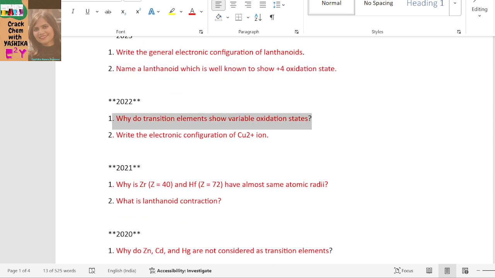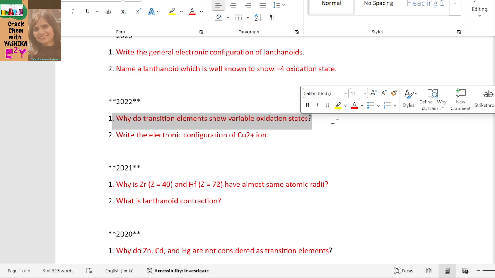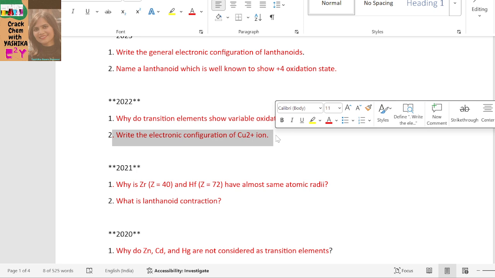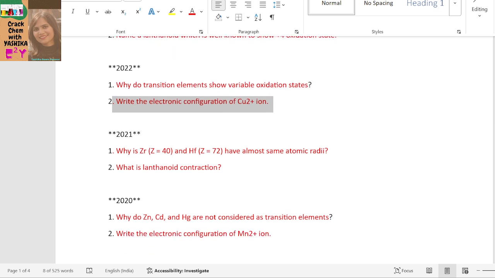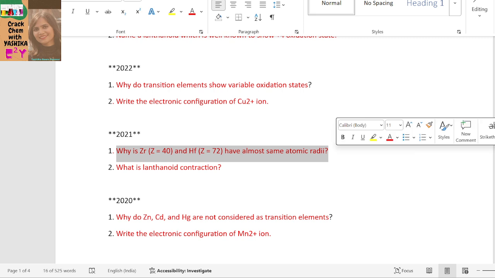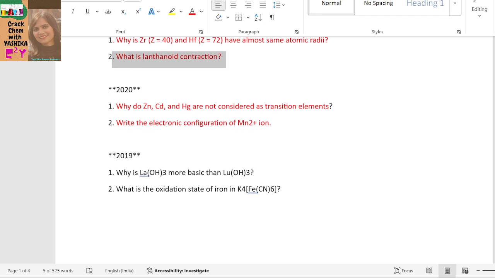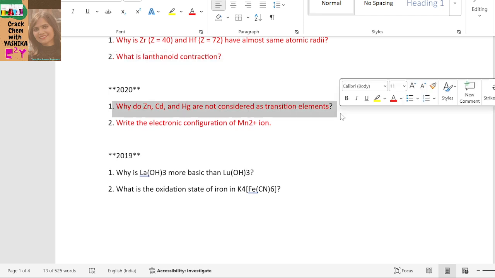Why do transition elements show variable oxidation state? Write down the electronic configuration of copper 2 positive ion. Why do zirconium and hafnium have almost the same atomic radii? What is lanthanoid contraction? Why are zinc, cadmium, mercury not considered as transition elements?